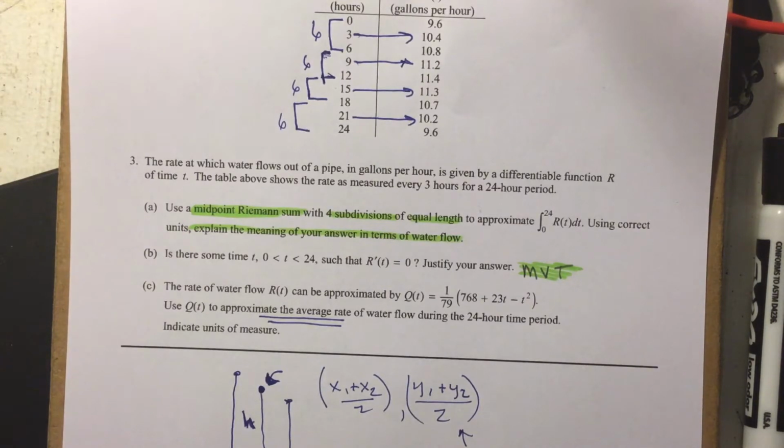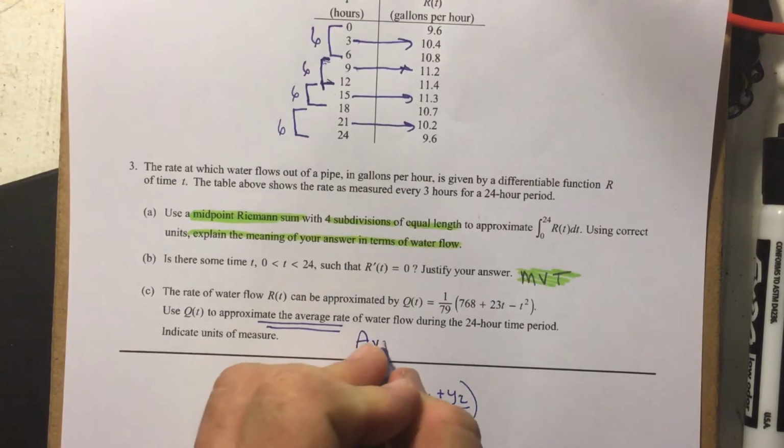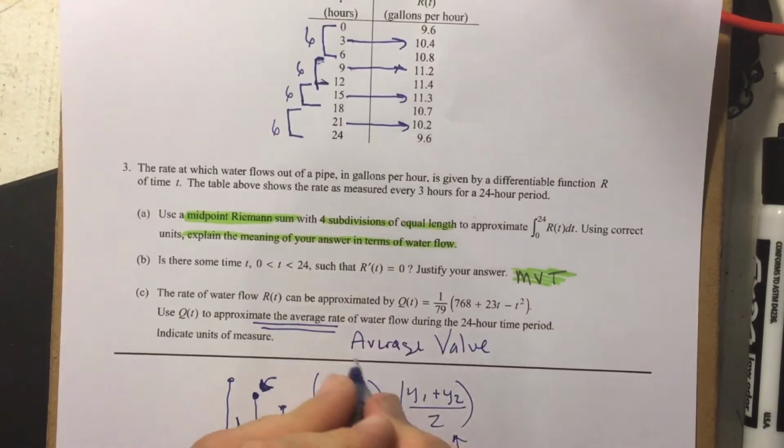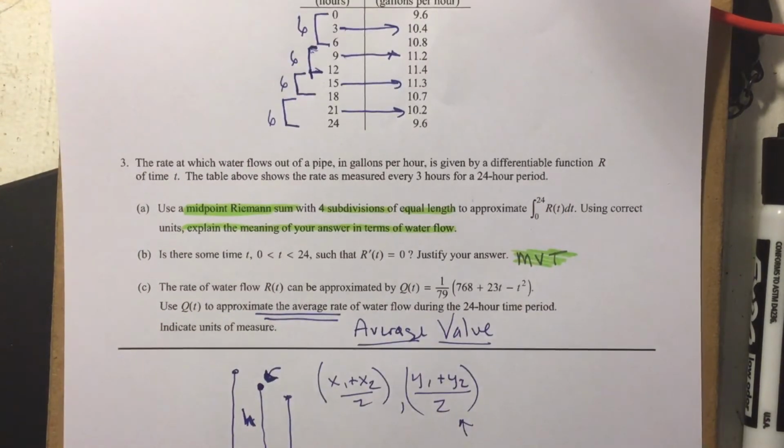How's everybody doing? We pretty close? Yeah. Working on zero now. Okay. Don't forget that once you see that average rate and it throws something at you, you know right there you're looking at an average value theorem.